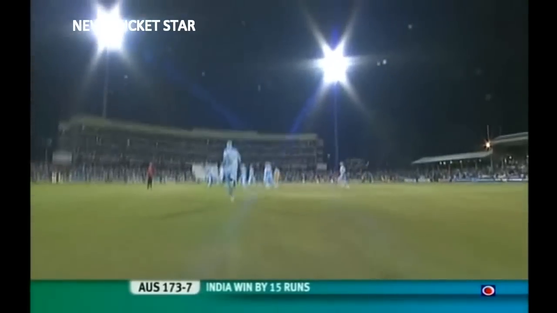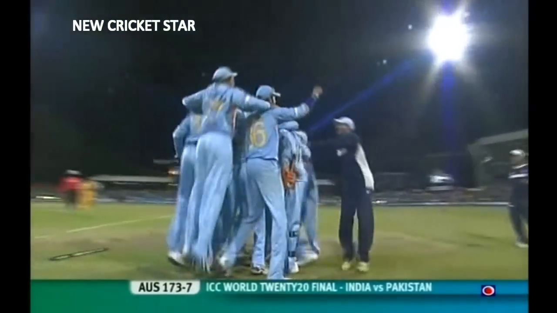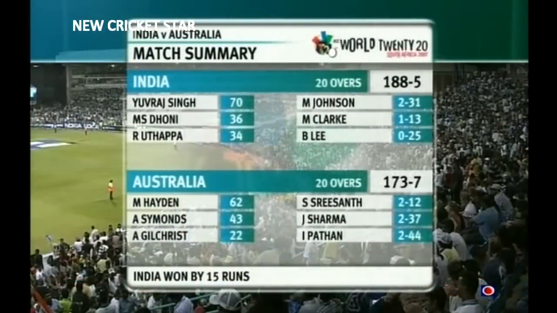More importantly, it's India versus Pakistan in the final on Monday. Look at these scenes. What an atmosphere, what a victory by India. 188 for 5 from their 20.